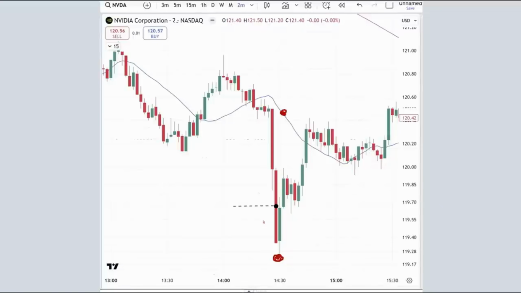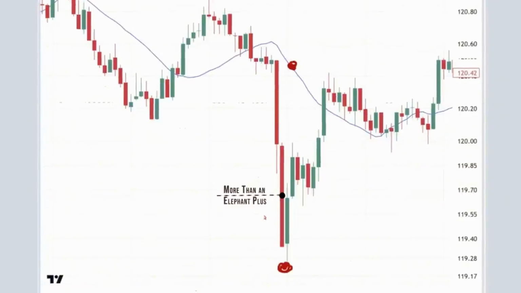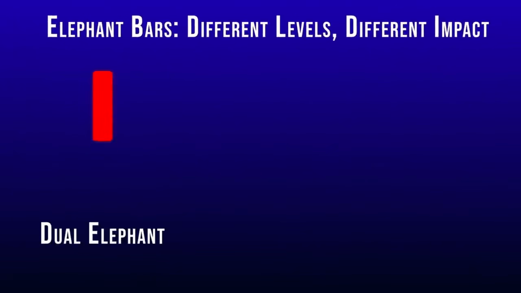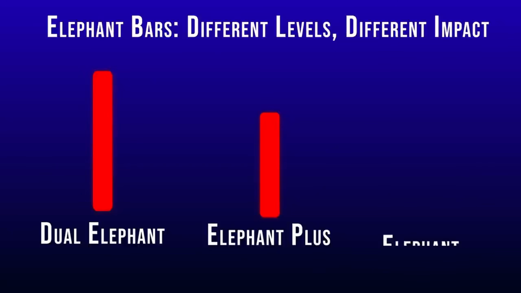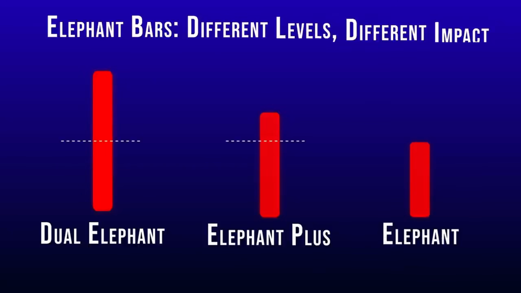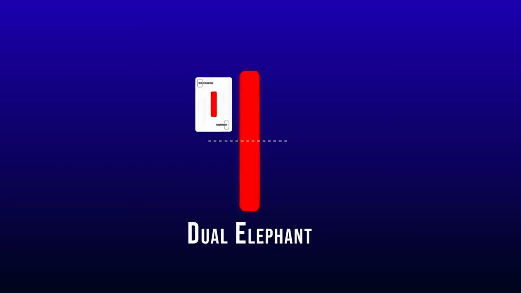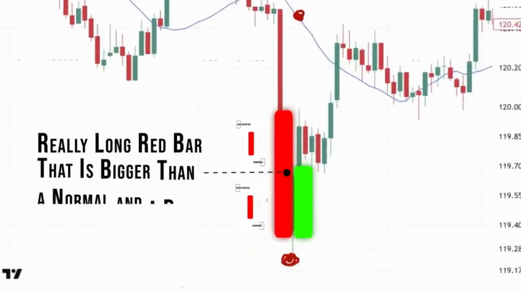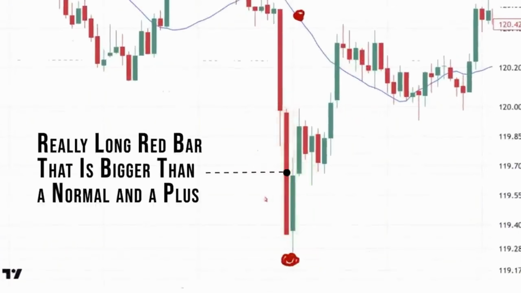That's actually more than an elephant plus. There are different levels of elephants. There, you can go to what's called dual elephant, which is more than an elephant plus. And on the dual elephants, you can cut them in half. Elephant 1 and elephant 2. And your entry on a dual elephant is above the half point. That is when you have a really long red bar that is more than an elephant plus.